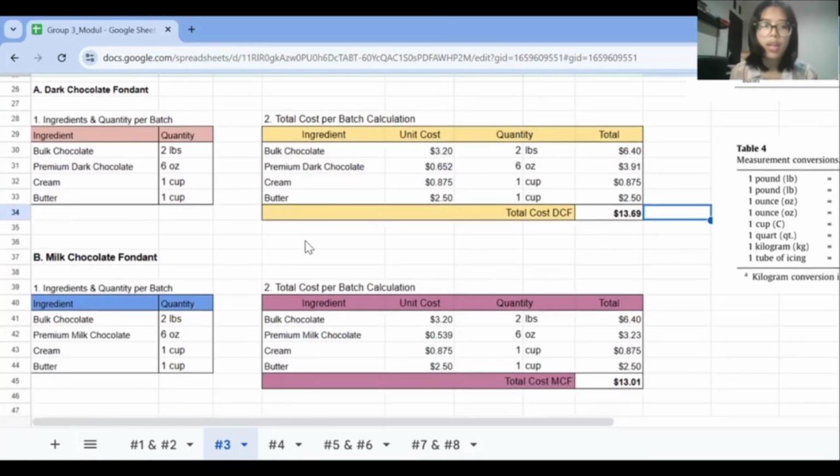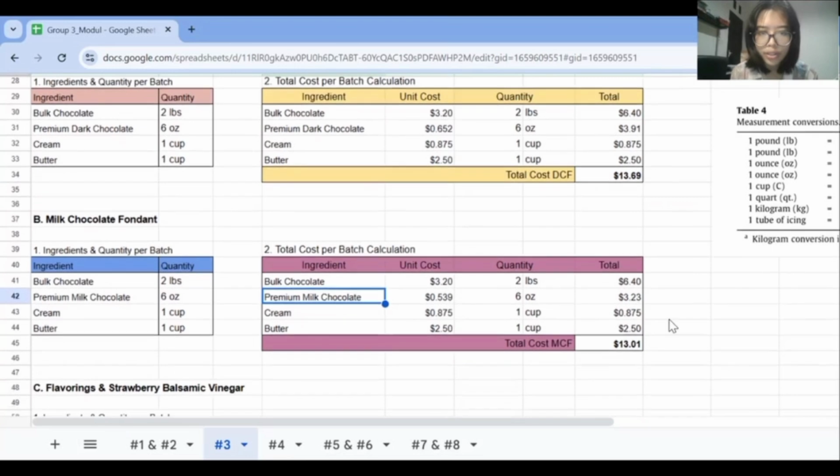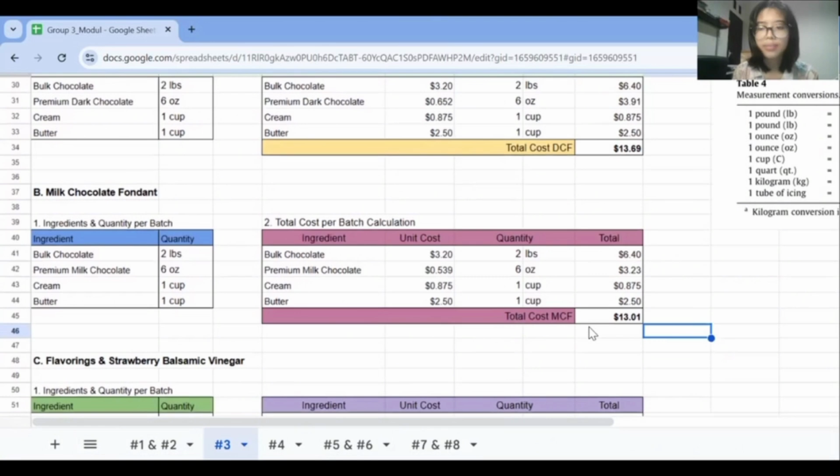How about the milk chocolate fondant? It is all the same. The difference is that this one uses dark chocolate and this one uses milk chocolate. So we can see here the total cost per batch calculation. We identify the unit cost, all of that, and then we know the quantity from the recipe. And we multiply it, the unit cost times the quantity. We get this, this, all of this. And then we need to sum it up. How much is the total cost for milk chocolate fondant? Easy. We add this and this, we sum it up, and we get $13.01. That's it. Easy, right?